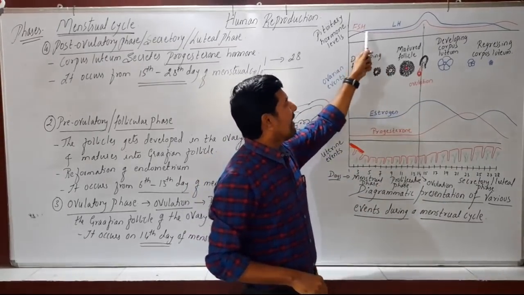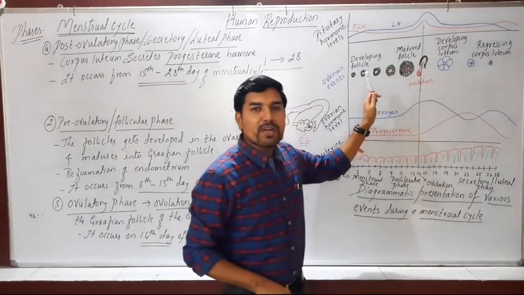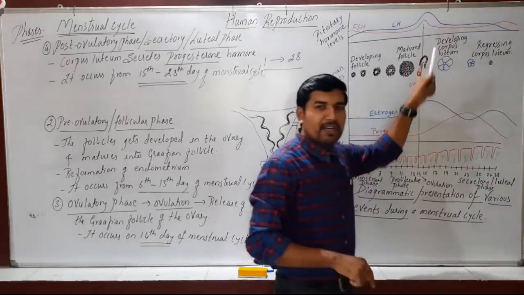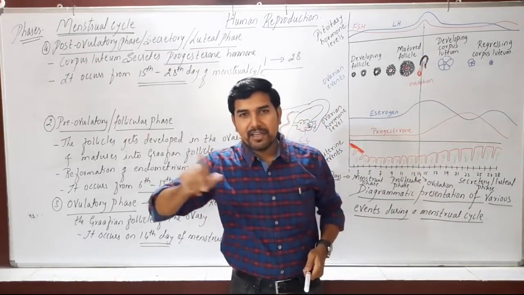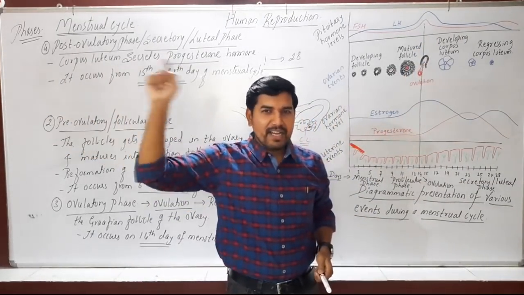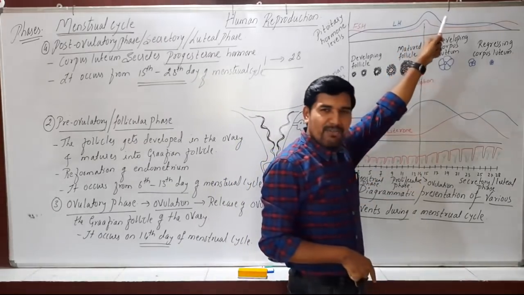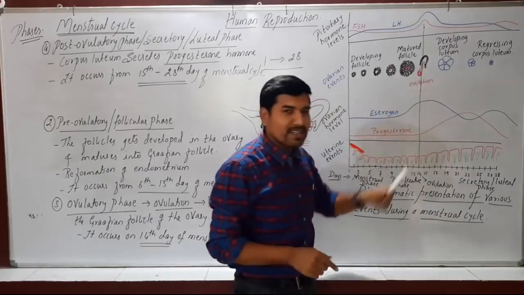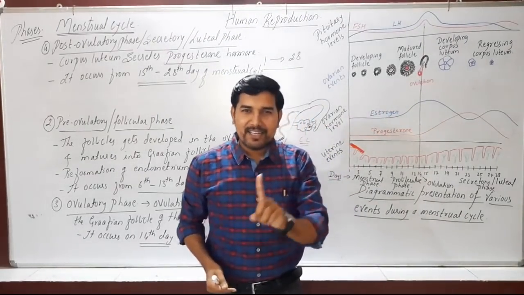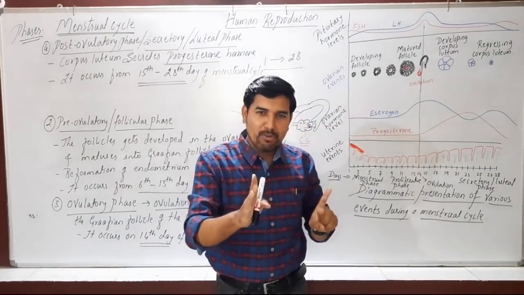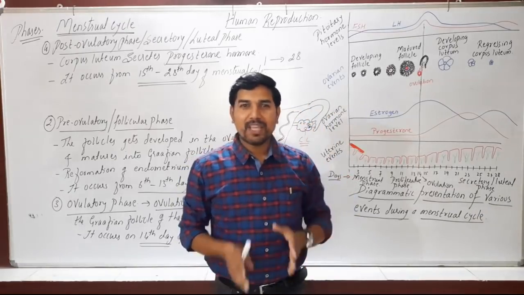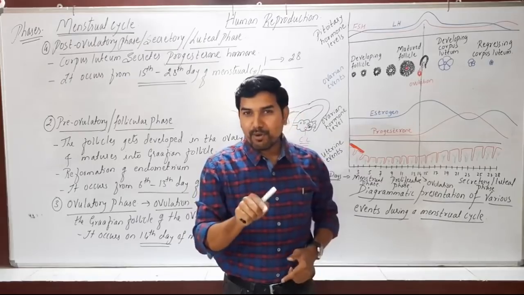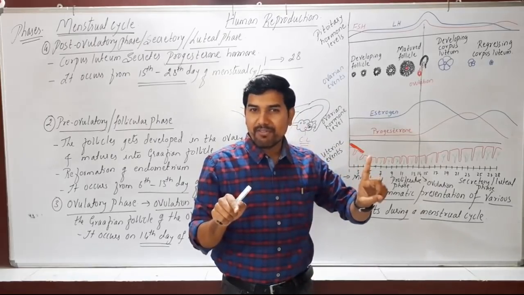Luteinizing hormone will be minimum up to the 13th day, and on the 14th day, look at the peak here, there is a surge, its release gets increased, and hence with the increased level of LH, luteinizing hormone, there is ovulation. That's why LH is called the ovulatory hormone. Remember, keep this in mind. LH is called the ovulatory hormone because luteinizing hormone is responsible for release of the egg from the Graafian follicle.